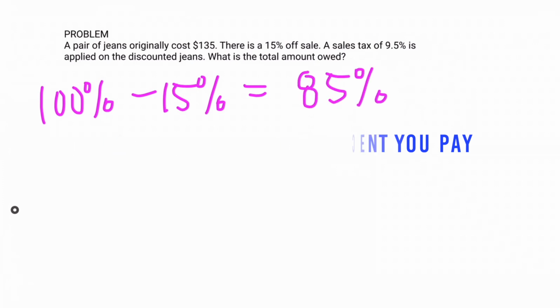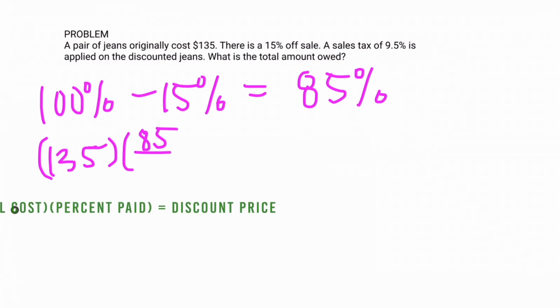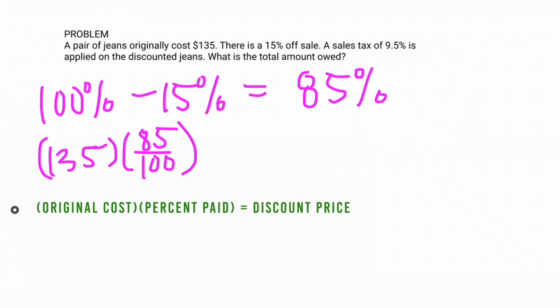So here you would take the original amount, 135, and multiply it by 85 over 100, or 0.85 if you remember how to do it shorthand, and then you end up getting $114.75 as the amount that you are paying. However, we still have to do the tax.